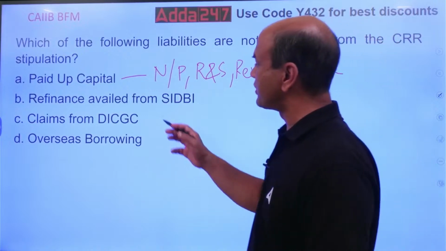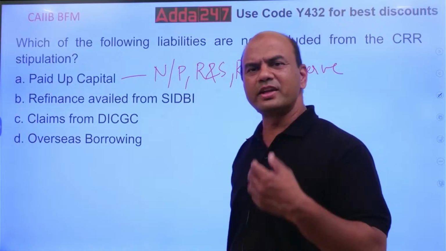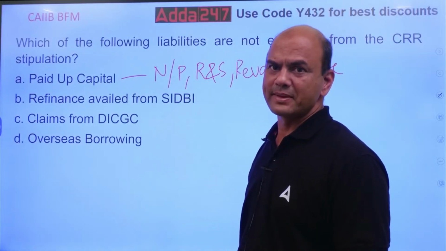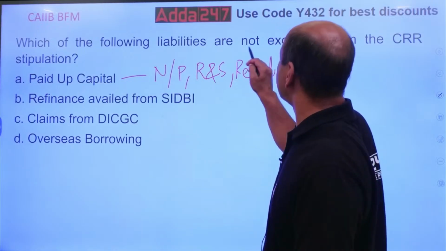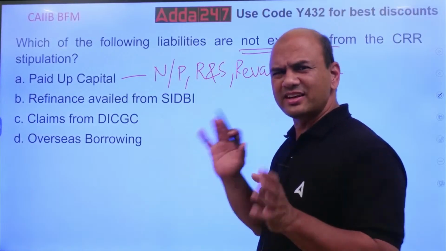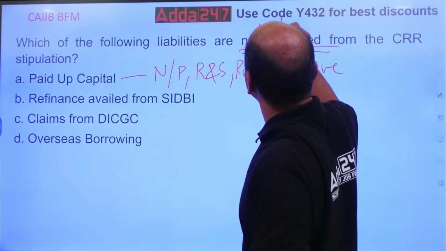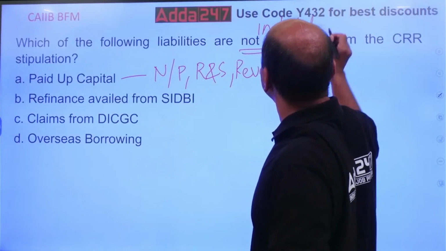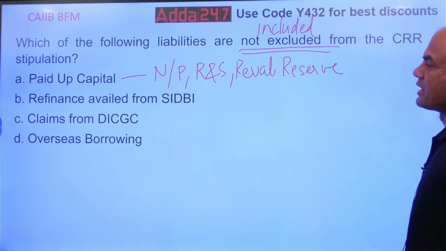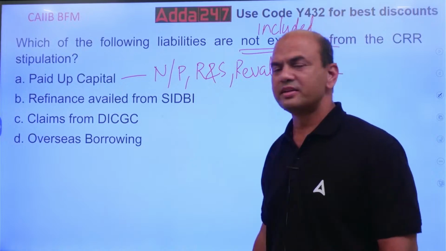Similarly, refinance from CAIIB. Is getting refinance from CAIIB your business? No. So, which are not excluded, it's mentioned. So they are included. Understand these wordings. Not excluded means included. Which of the following are not excluded from the CRR calculations? So this is not excluded.